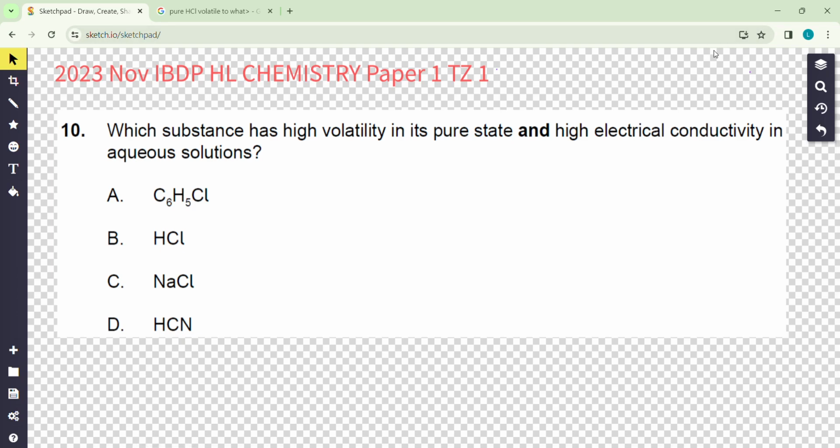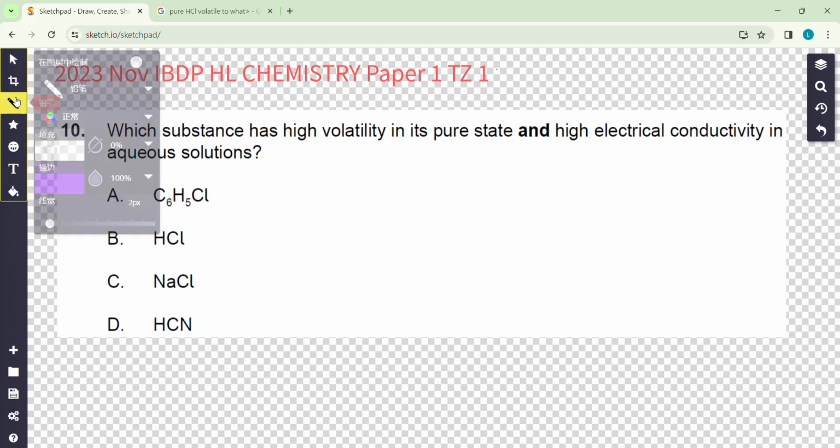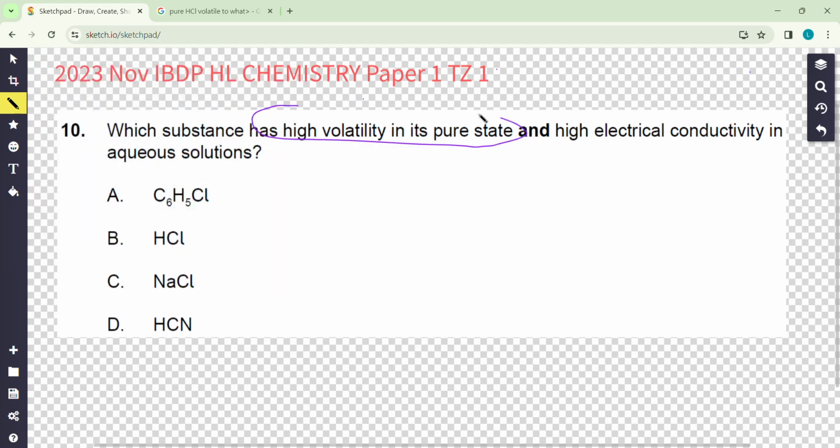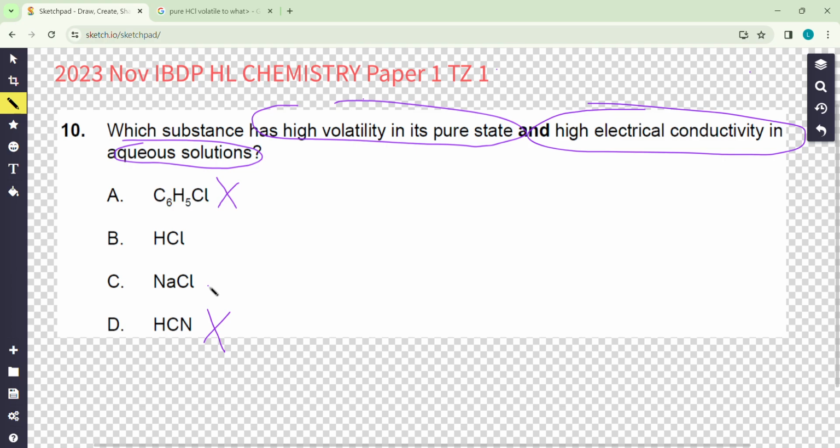Question number 10 is about high volatility and high electrical conductivity at the same time. First, high electrical conductivity in aqueous solution: A and D are covalent structures, so even in aqueous solution, few ions are formed, so they would not conduct electricity. But hydrochloric acid and sodium chloride dissociate into ions in aqueous solution, so they conduct electricity.